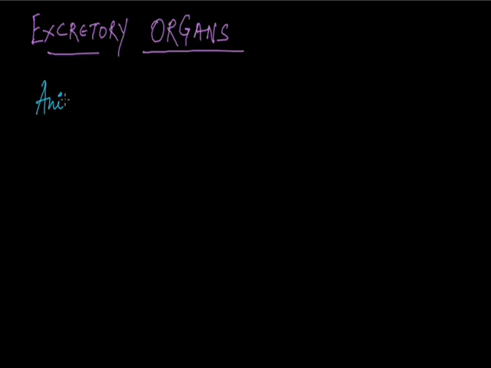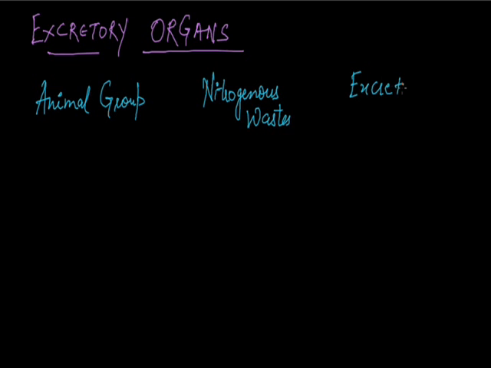Hello students, continuing with the same chapter excretion. Today we're going to study the excretory organs in different organisms, starting from the lowest to the highest. Animal group, which the animal belongs to, nitrogenous waste, and last is excretory organ.